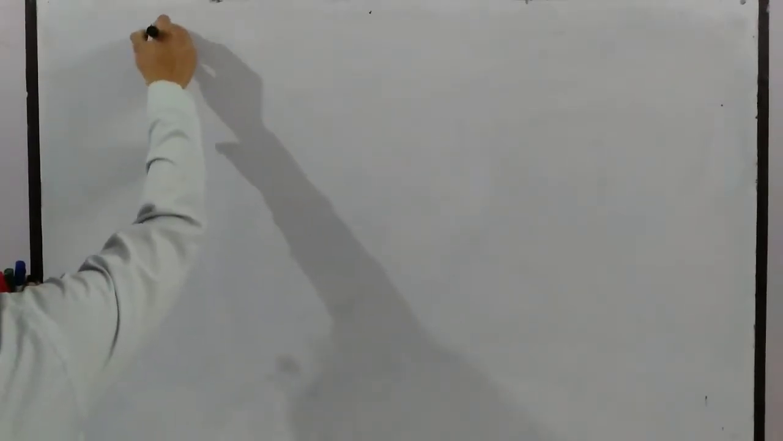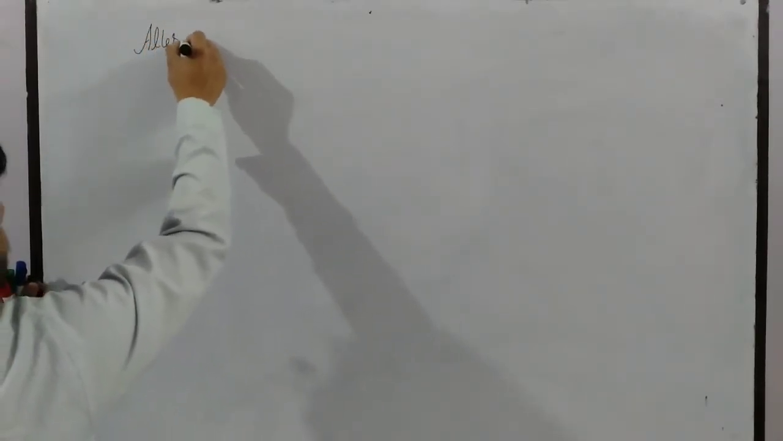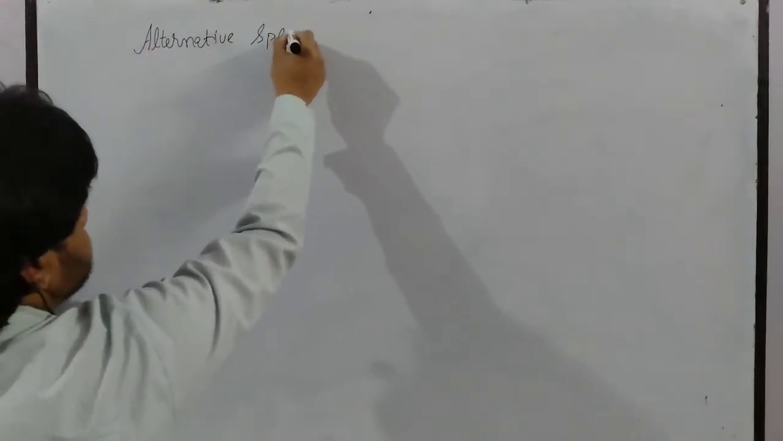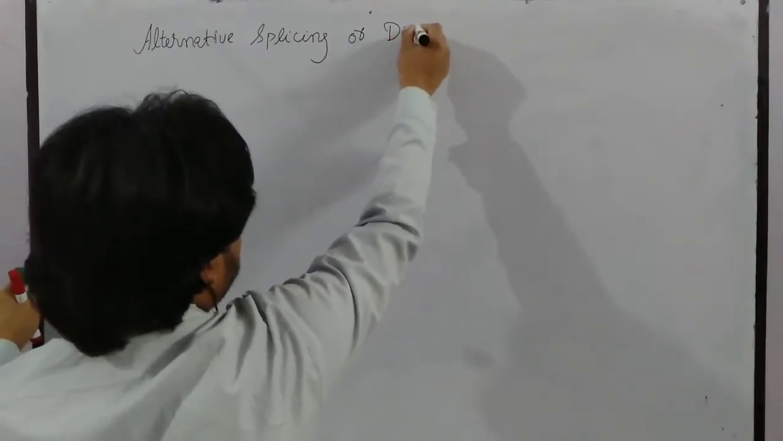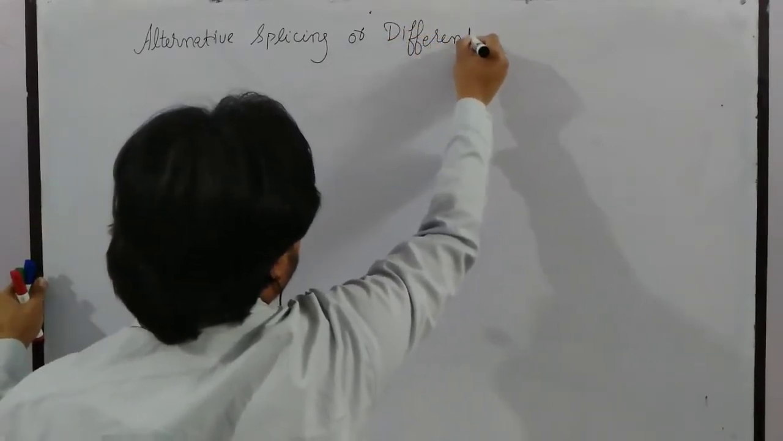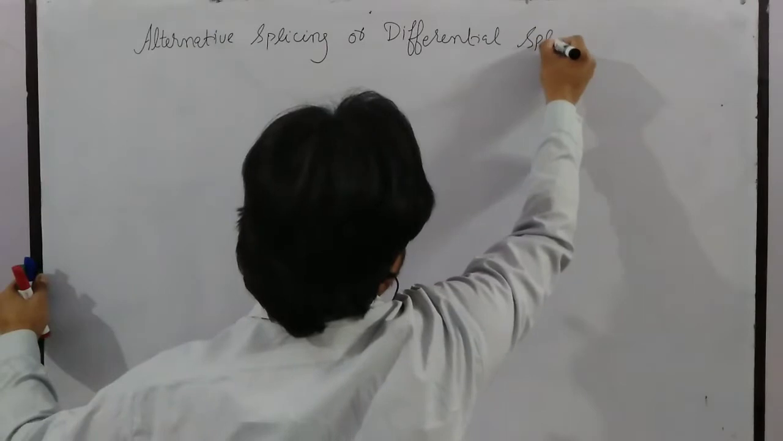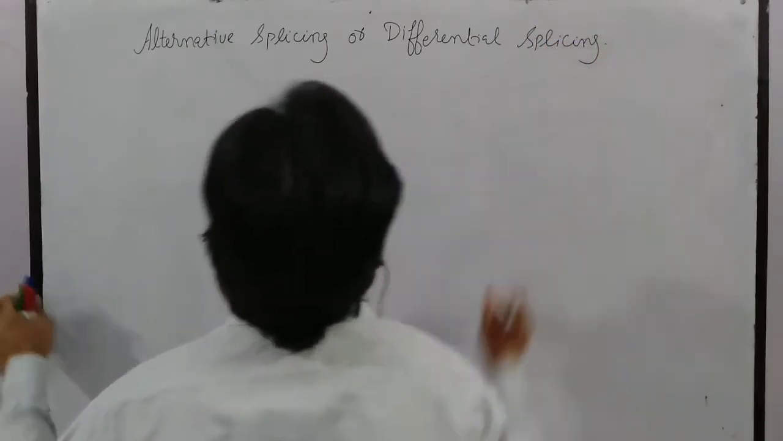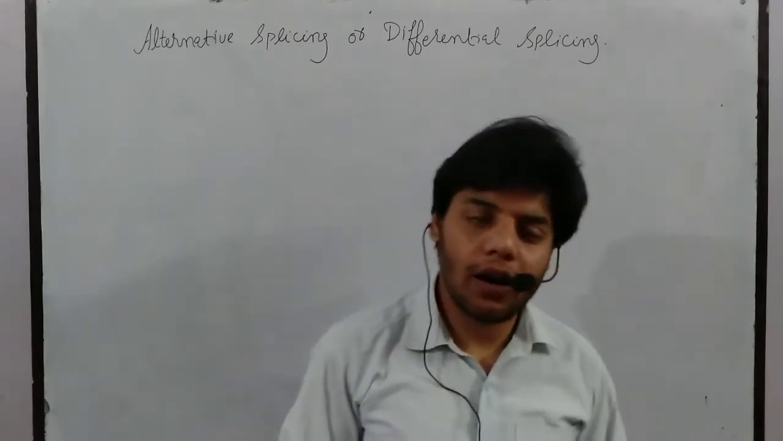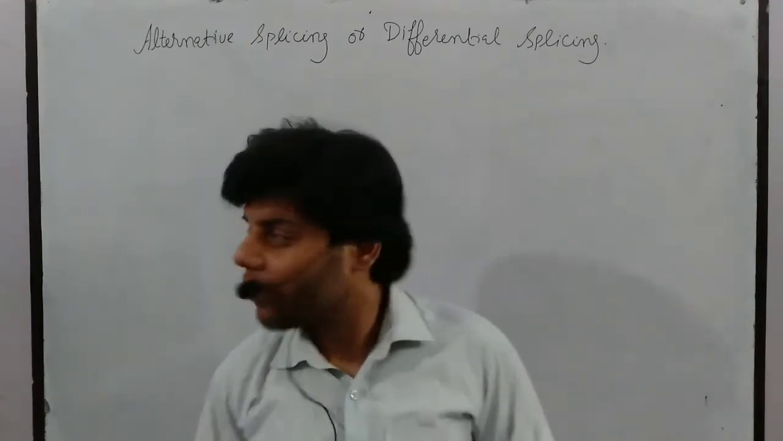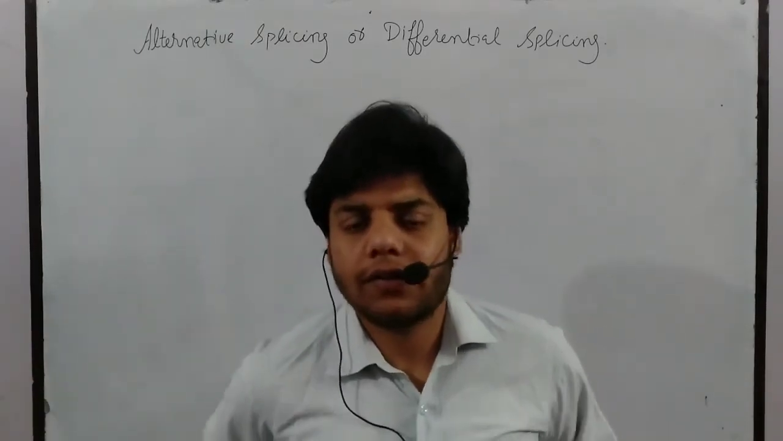Okay, so let me write alternative splicing, or differential splicing. Now, what actually occurs in alternative or differential splicing? First of all, let's define it.